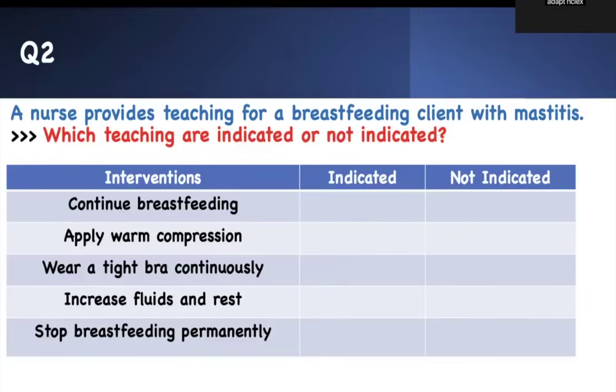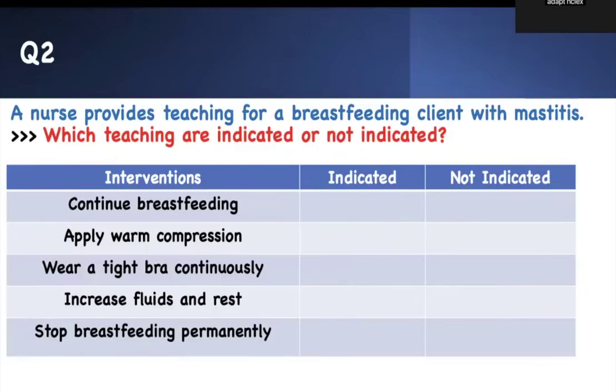It's just Next Generation NCLEX. They just put a table around what you know. Therefore, in hindsight, ignore the way they present it, but assume it's a select all that apply. Do you continue breastfeeding in this situation? Do you apply warm compresses? Do you wear a tight bra continuously? Increase fluids and rest? Do you stop breastfeeding permanently?